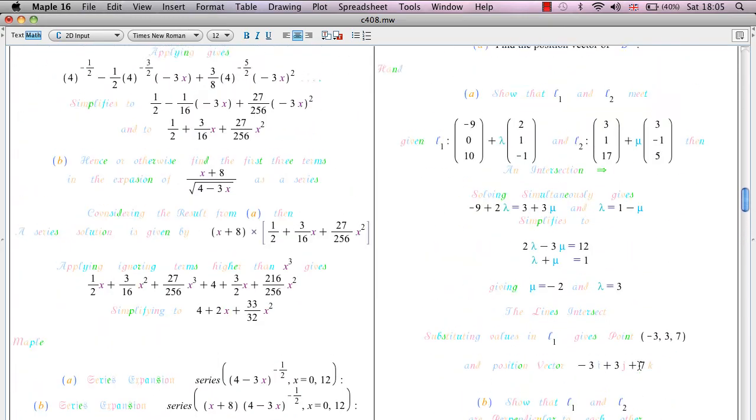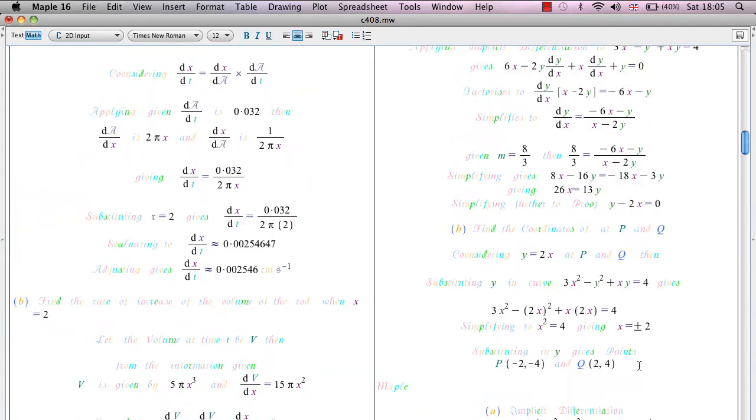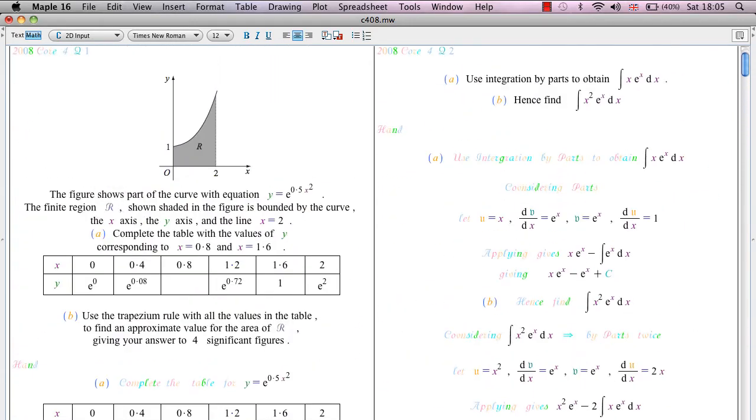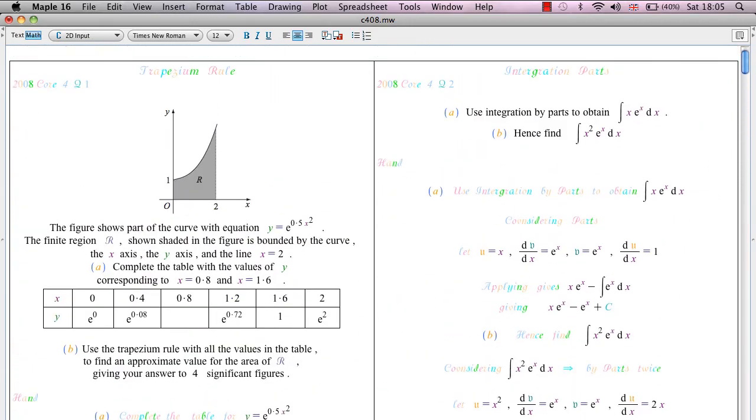This is 2008, Core 4. Question 1, trapezium rule. Completing the table in A and the trapezium rule in B.